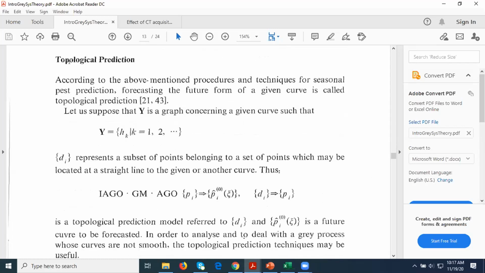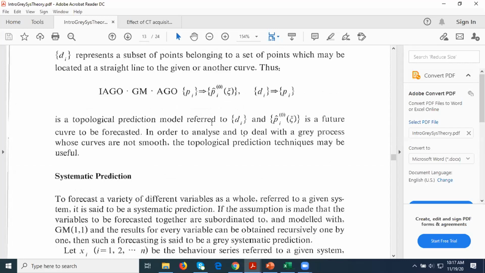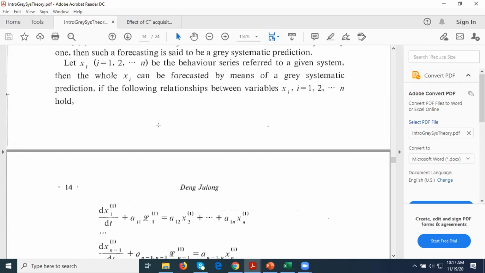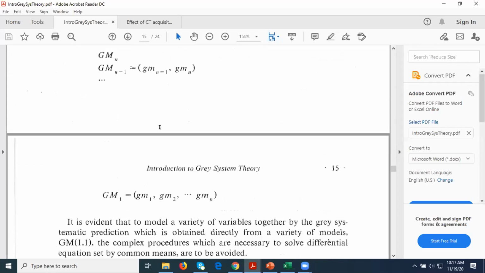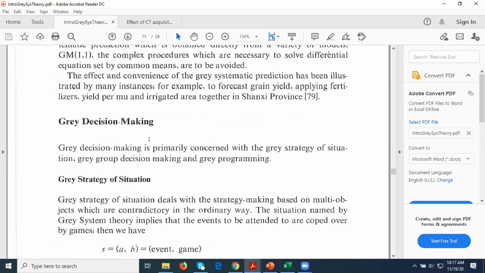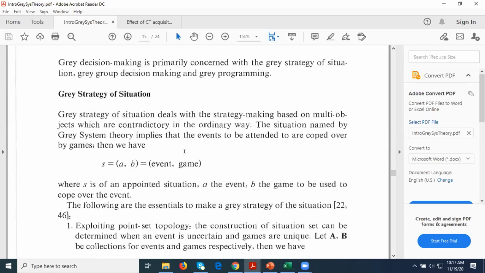Now, topology prediction. Even nowadays topology optimization is very important to reduce material in the design stage, so that also we can deal with in this relation analysis. Then systematic prediction, and in the grey strategy situation, how we can predict the situation.